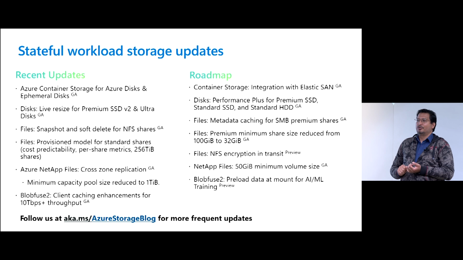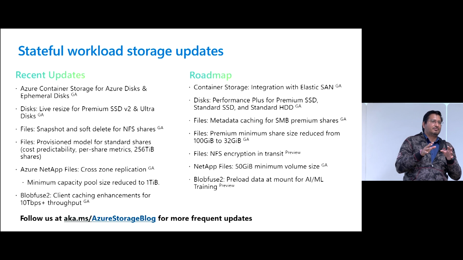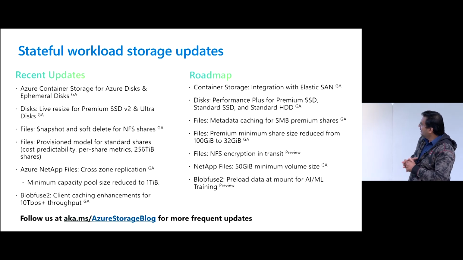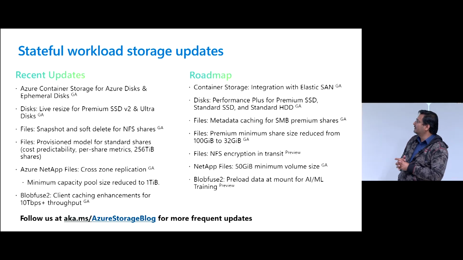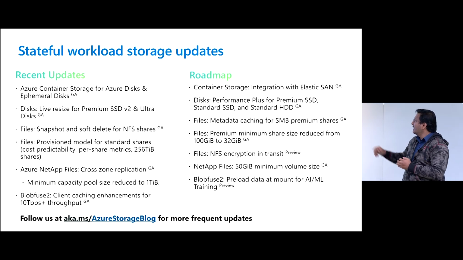10 Tbps throughput. So now you're getting a picture of what kind of operations you can run on BlobFuse, right? What's coming? AC Store integration with the ephemeral disk, Elastic SAN is currently in preview. We want to take it to GA, so that's coming. We have Performance Plus for premium SSD, standard SSD, and standard HDD. It's currently in preview. It's coming.